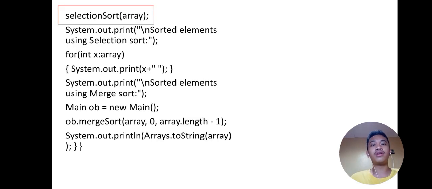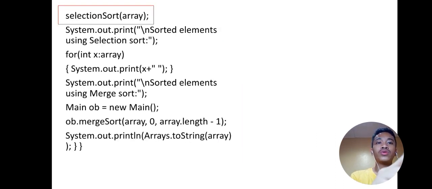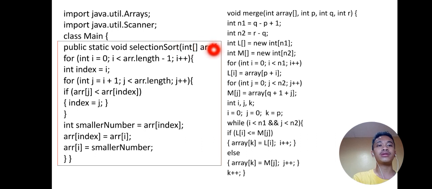Next, we have the calling of our method selection sort. As you observe in our code, we don't have any instantiation of this method, but we can still call it. It is because our methods in class Main are static. Our selection sort method is declared as static, so we don't need to instantiate any object. The parameter right here is array, so the value of array will be passed to our method right here.